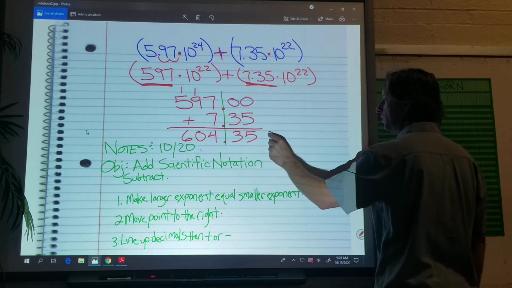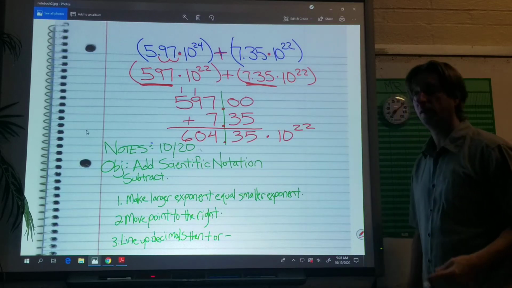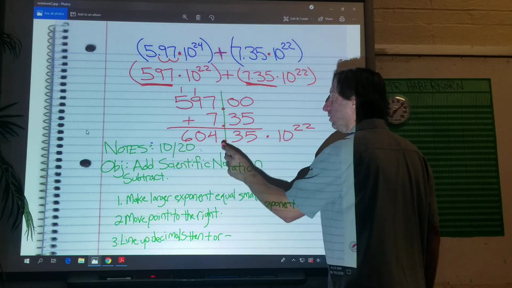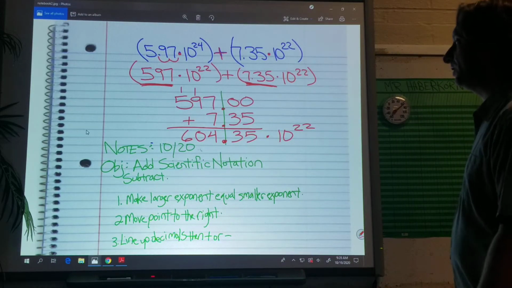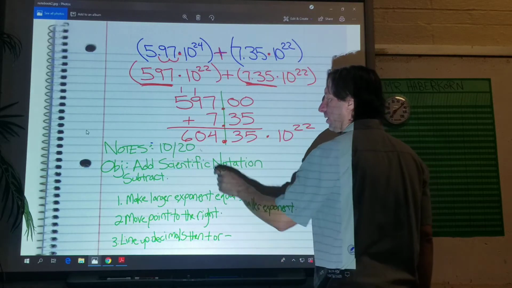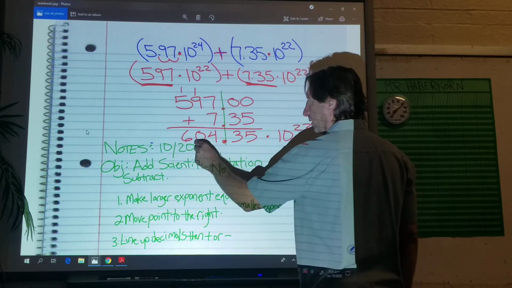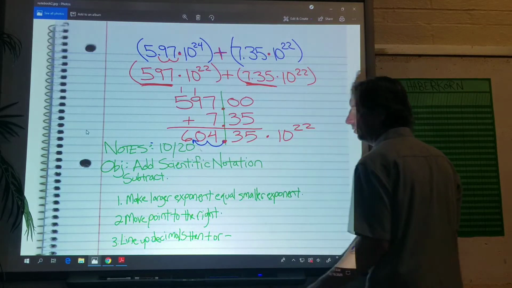Both of these are the same, it just stays that, times 10 to the 22. Now, here's the million-dollar question. Is this in scientific notation? No, it's not. So I have to move that point back where it belongs. The point belongs right here, right? After the first significant digit, so I'm moving it back over 2 spaces.